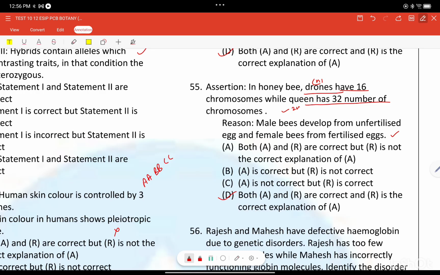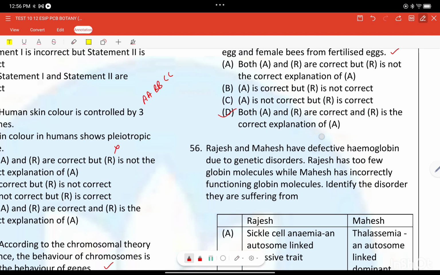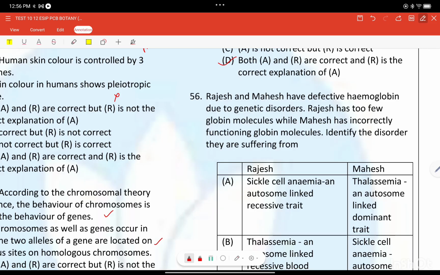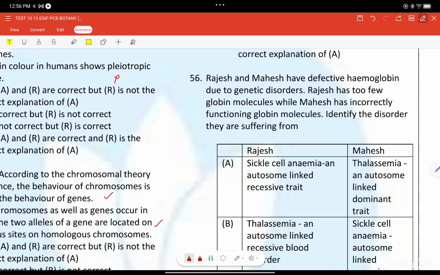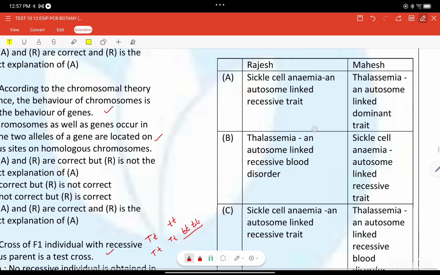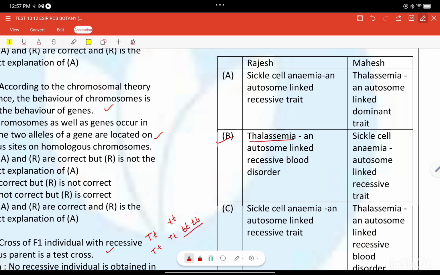So answer is D. Rajesh and Mahesh have defective hemoglobin due to genetic disorder. Rajesh has too few hemoglobin molecules while Mahesh has incorrectly functioning hemoglobin molecules. Too few hemoglobin molecules are synthesized in thalassemia, while incorrectly functioning hemoglobin molecules are synthesized in sickle cell anemia. Identify the disorder they are suffering from. So Mahesh has basically sickle cell anemia and Rajesh thalassemia. So answer is B. Rajesh has thalassemia and Mahesh has sickle cell anemia.